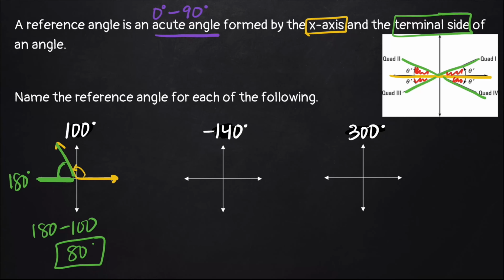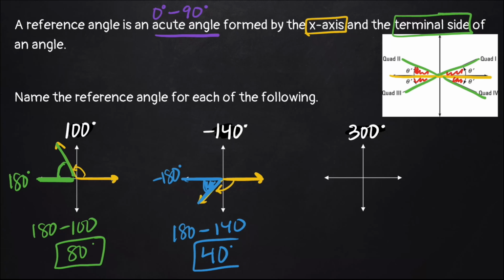Here we have negative 140. So negative 140, we are, let's say, right about here. Your closest x-axis is right here, terminal side, closest x-axis. So that's a negative 180. Remember that your reference angles are between 0 and 90, never negative. So I'm going to take 180 minus 140, and I'm going to get 40 degrees.